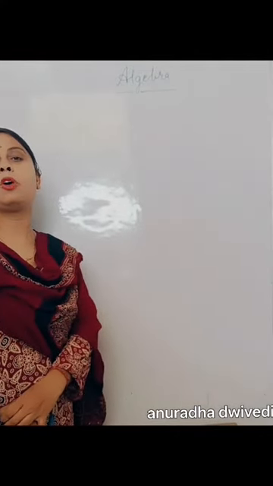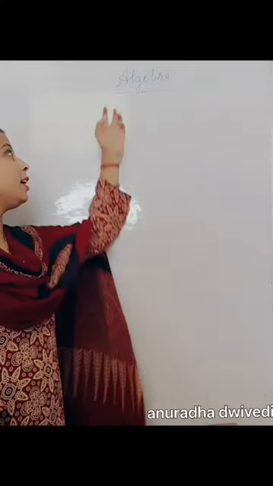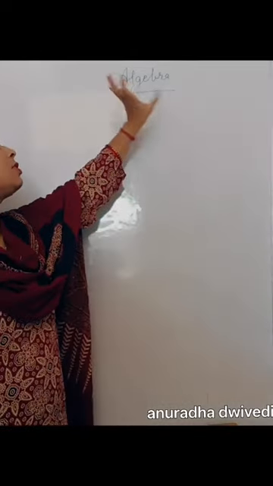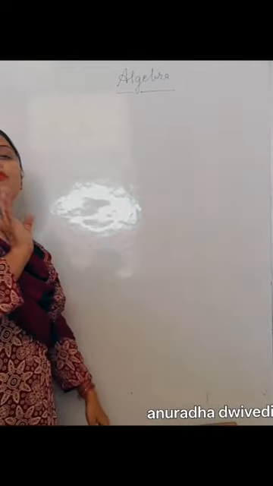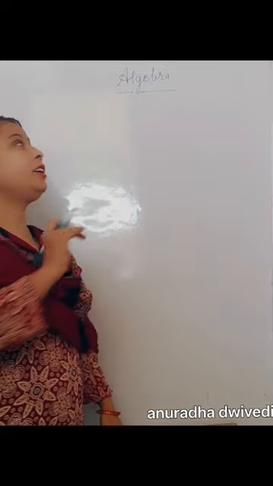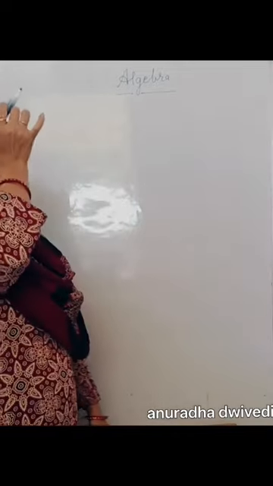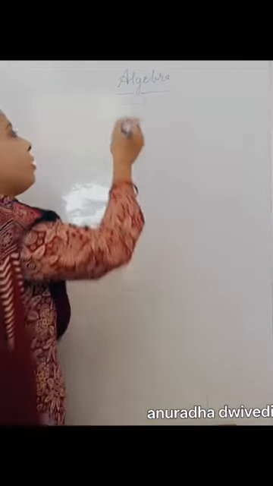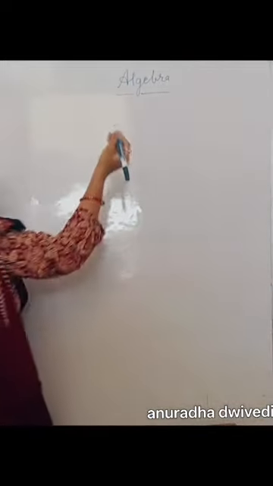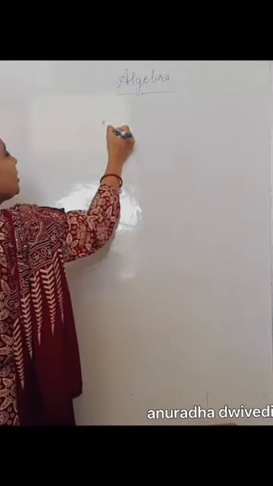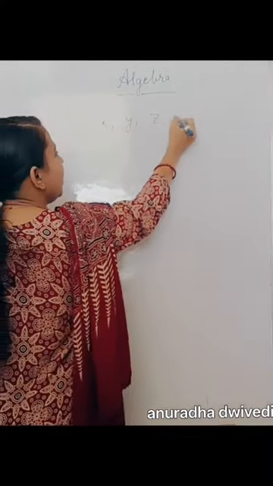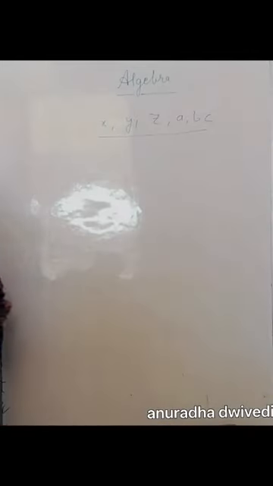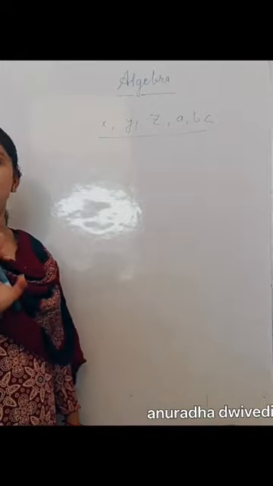Today we are discussing algebra. Why do we say algebra? Why do we not use another word? Because algebra is a branch of arithmetic and it is denoted with letters. That's why it is called algebra. In algebra, we write in terms of x, y, z, a, b and c. These are alphabet letters. That's why we call it algebra.